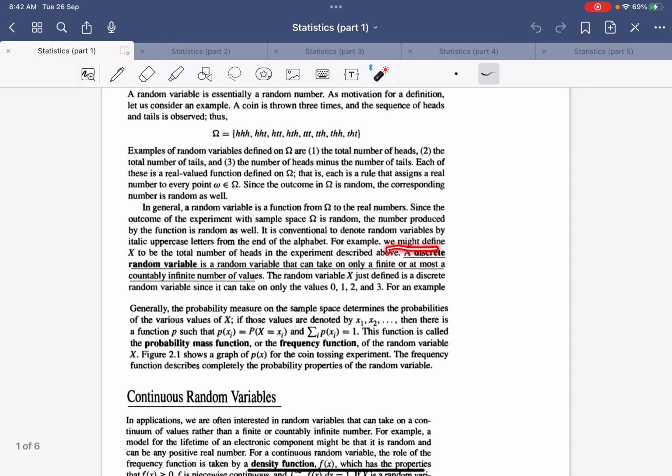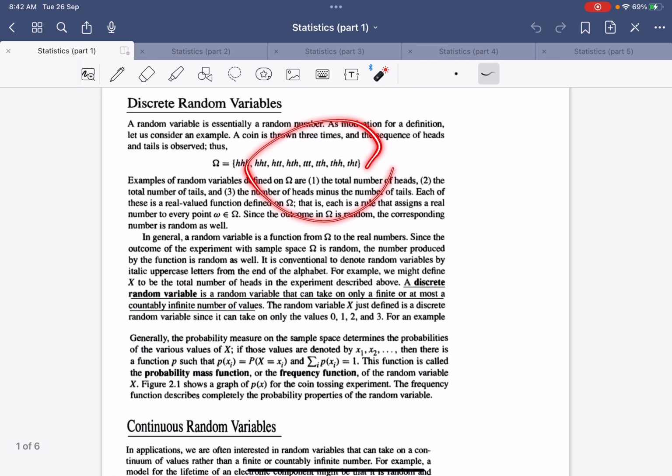So like I said, we can define the total number of heads with X to describe the random variable. And this random variable, the number of heads, is known as a discrete one, as it can only take on finitely many or countably infinitely many values. So it's like 0, 1, 2, 3, 4. So it's like the natural numbers basically.